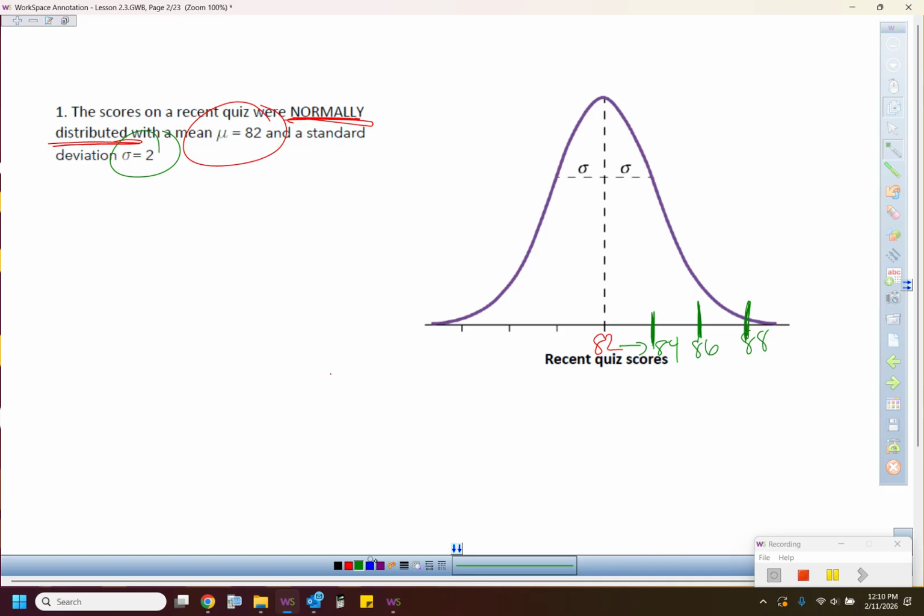Then it goes backwards the other way. We've got to go down by 2. So if this is 82, how do you feel that that would have to be 80? Then 78, and then 76. Does it make sense where I'm getting these numbers from? The average on the test was an 82, and the standard deviation was 2. Very round numbers to deal with.